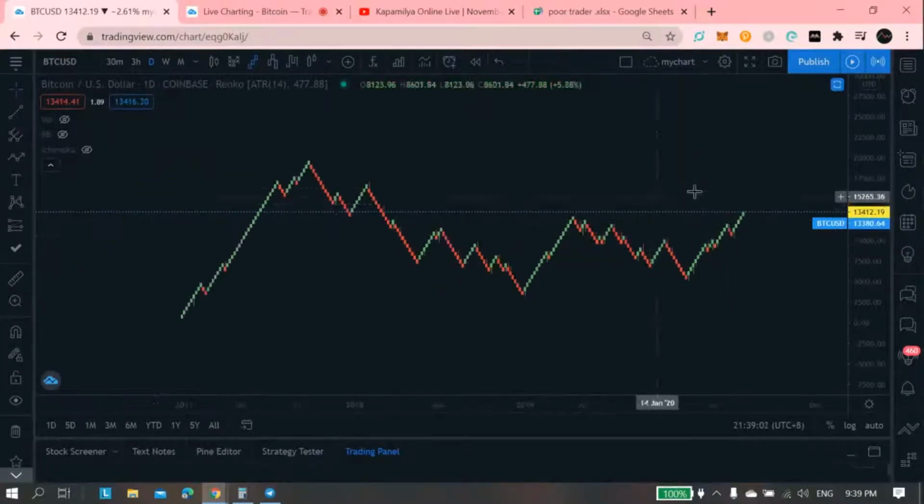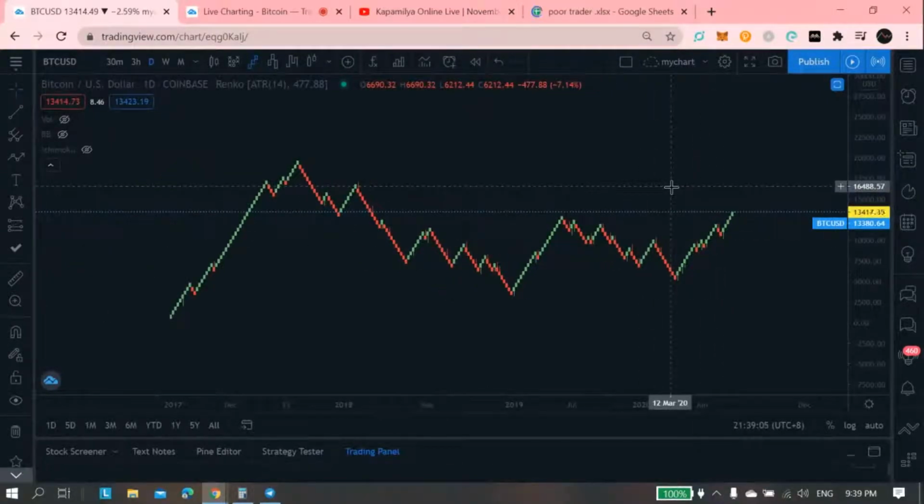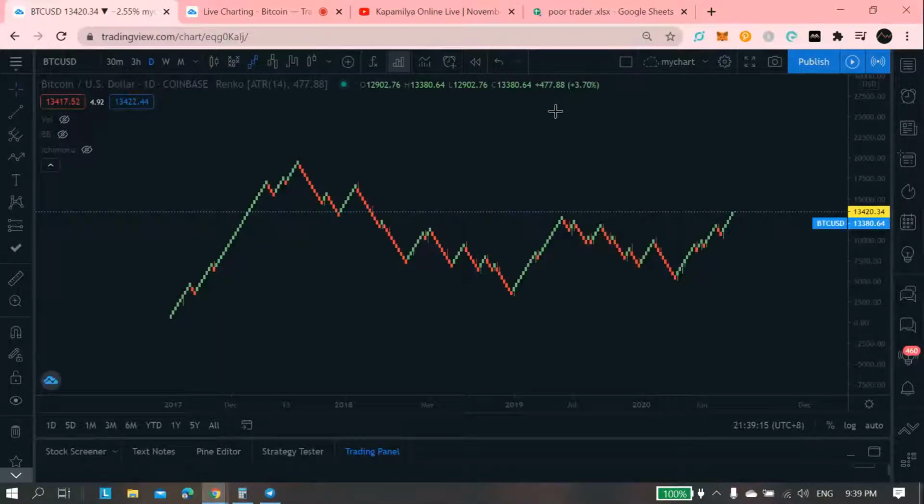So yeah, I think let's see. Wait, it's just loading. But if I remember it correctly, November 2019 versus November 2018 is a 90% growth for Bitcoin. So I expect a possible upside of around 90% or maybe close to 90%.